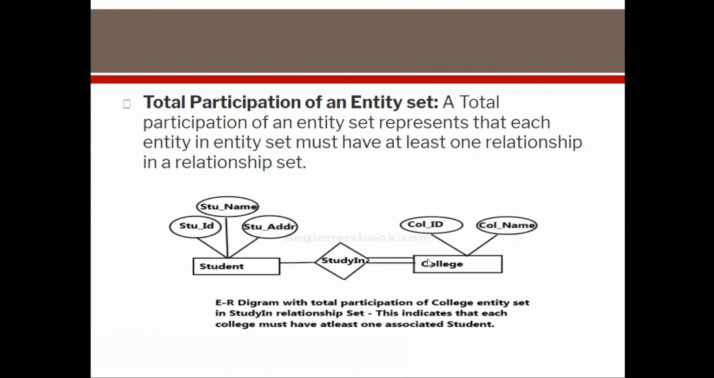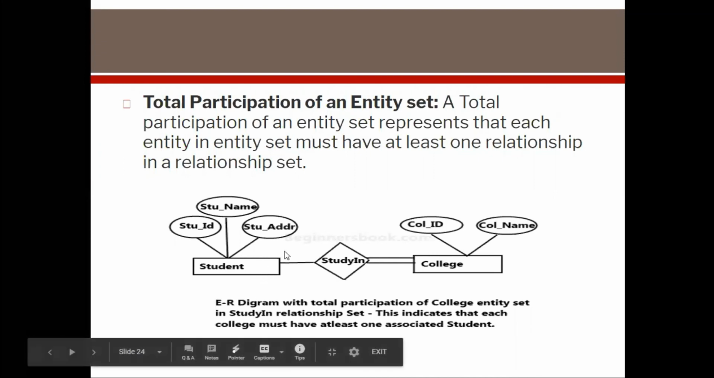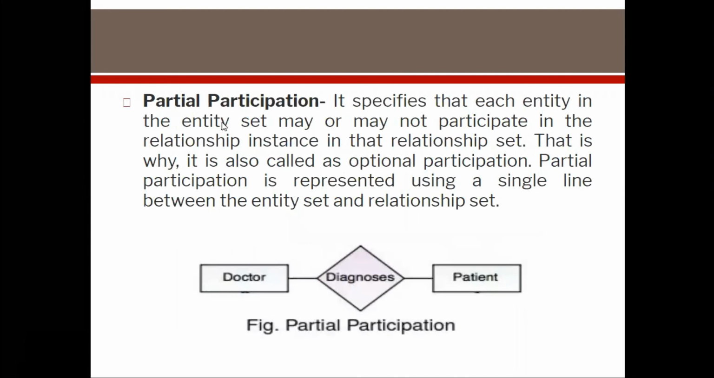So this college has total participation with the study in part, right, but the student doesn't have total participation with the study in relationship, क्योंकि not all students are studying in SM Shetty. ओके, सो इस टेबल का सारा डेटा इस रिलेशनशिप में पार्टिसिपेट नहीं कर रहा है. That's why you call this partial, and this one a total participation for your entity set. So here if you see, this is known as a partial participation.